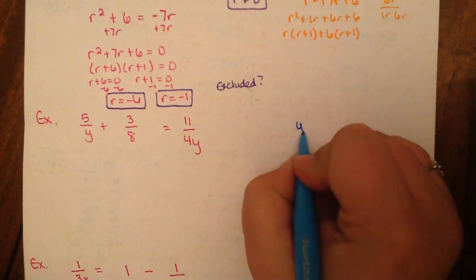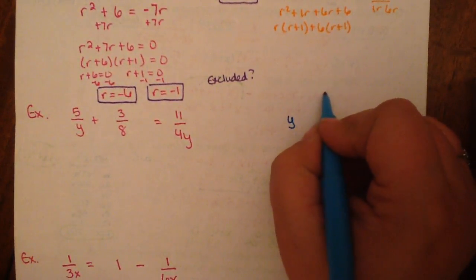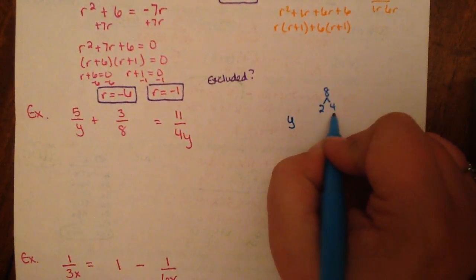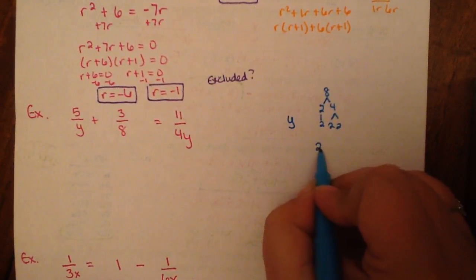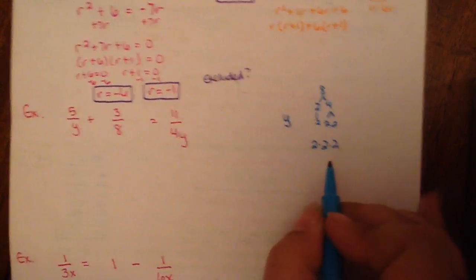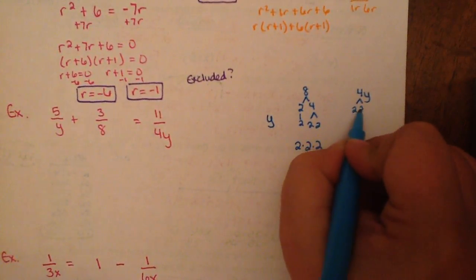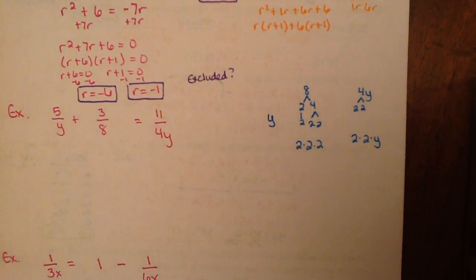Well, the y isn't going to have a factor tree, it's just going to be y. But the 8 is going to have a factor tree. That splits into 2 and 4 and 2 and 2. So the 8 we're going to have 2 times 2 times 2. 4y I'm going to have 2 and 2. So 4y is going to be 2 times 2 times y.